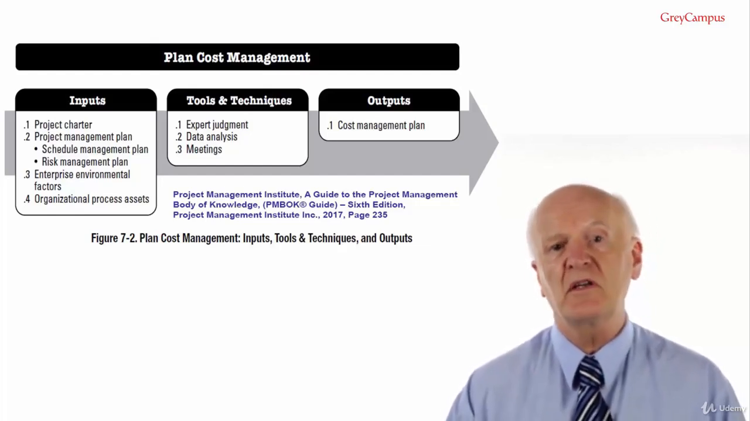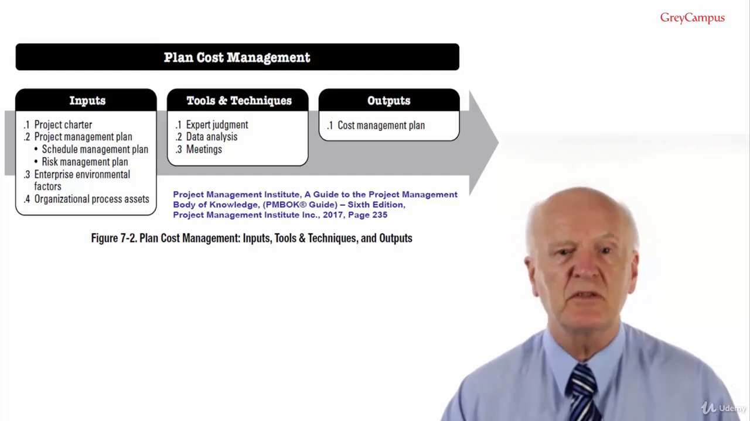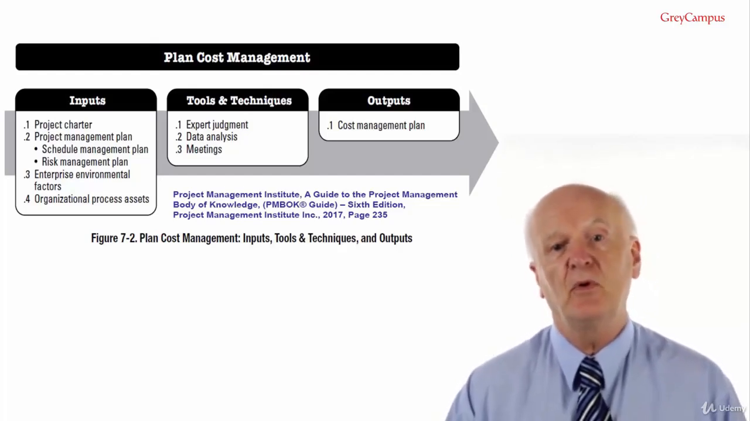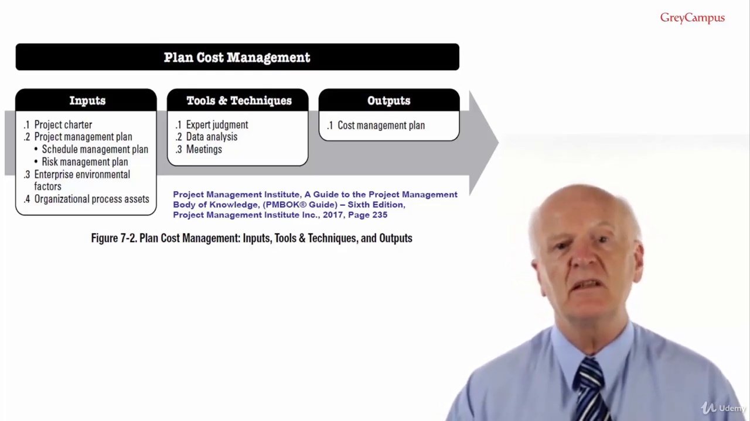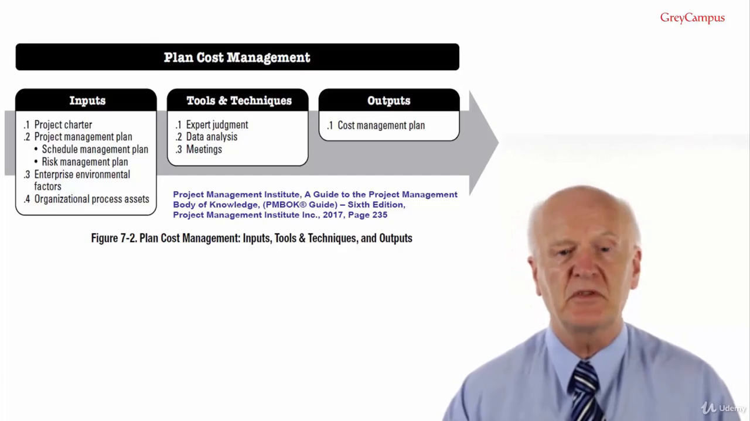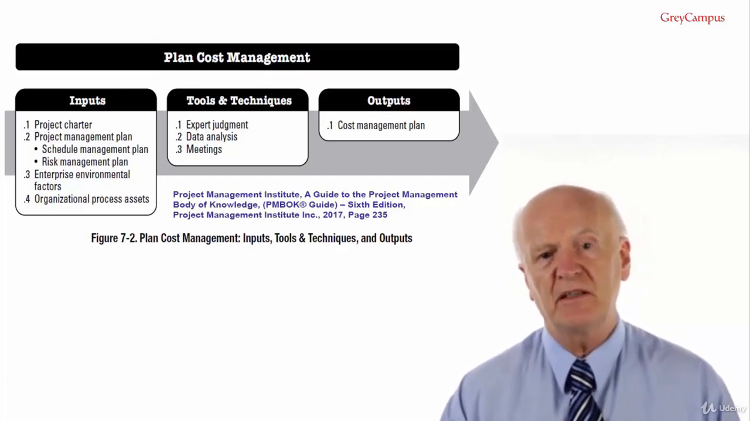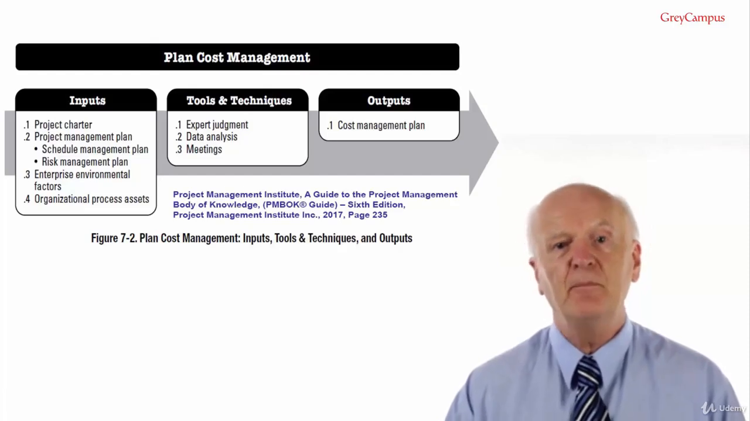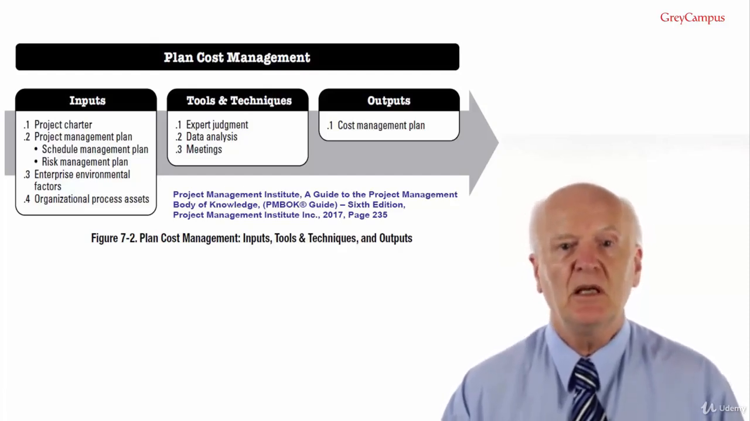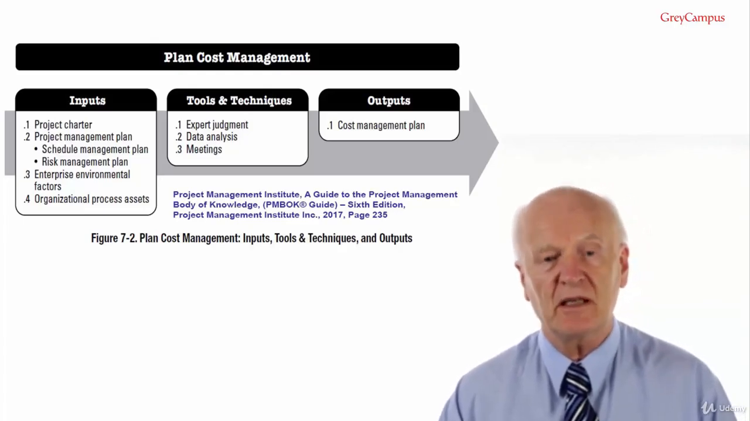Input number 4, organisational process assets. These would be financial control procedures, for example, time reporting, required expenditure and disbursement reviews, accounting codes and standard contract provisions. Historical information and lessons learned repository, financial databases and existing formal and informal cost estimating and budgetary related policies, procedures and guidelines. Plan cost management tools and techniques.